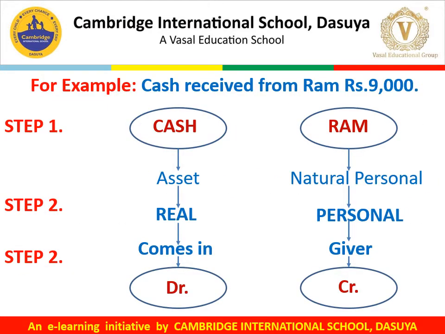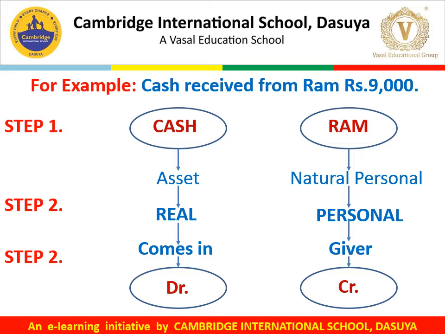Let us take an example. For example, cash received from Ram rupees 9,000. In this transaction, there are two accounts involved. One is cash, another is Ram. Cash, being an asset, comes under the category of real account. Ram is a natural person, so he comes under the category of personal account.